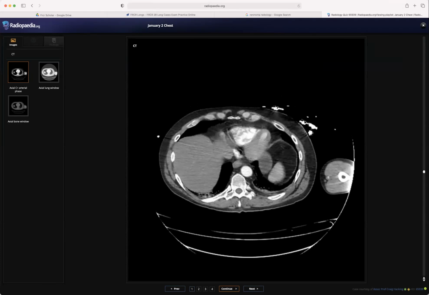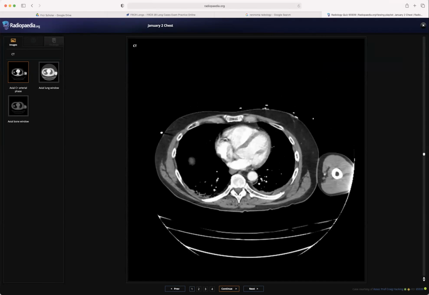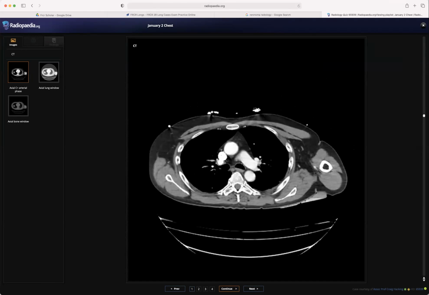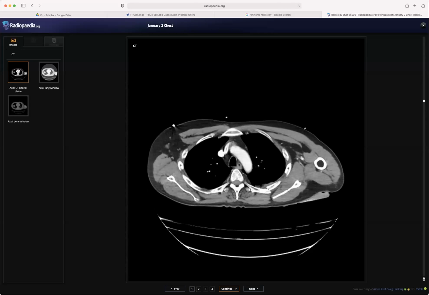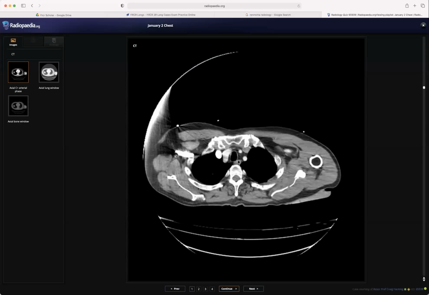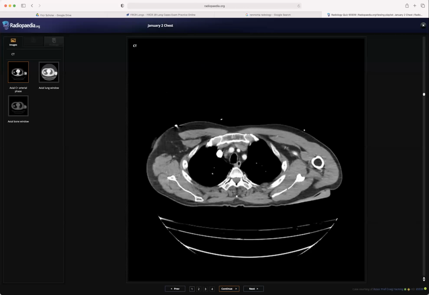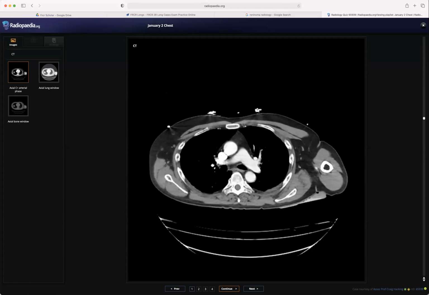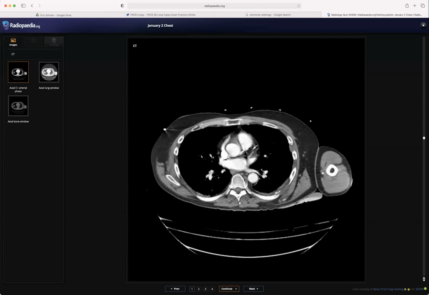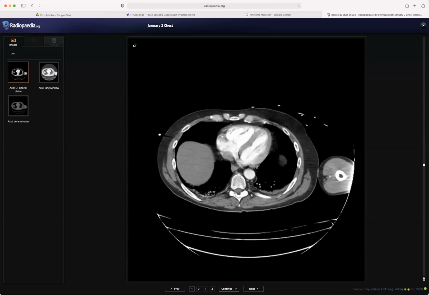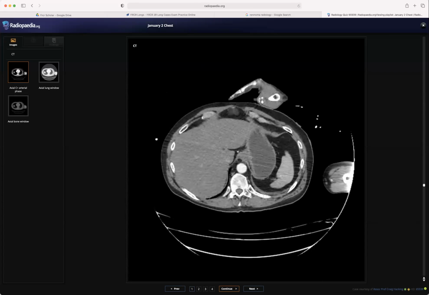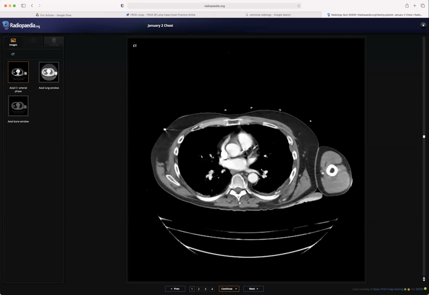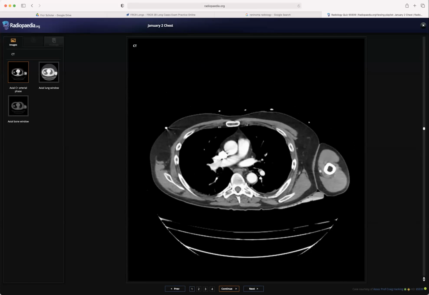Okay, so the axial post-contrast images. I can see some dependent opacities in the basal lungs, and there is mild pleural thickening also along the basal lungs. Okay, this is a trauma patient, by the way.